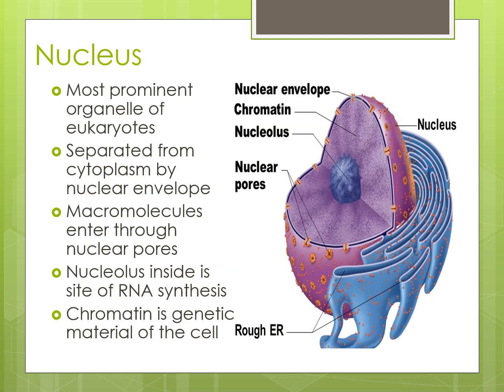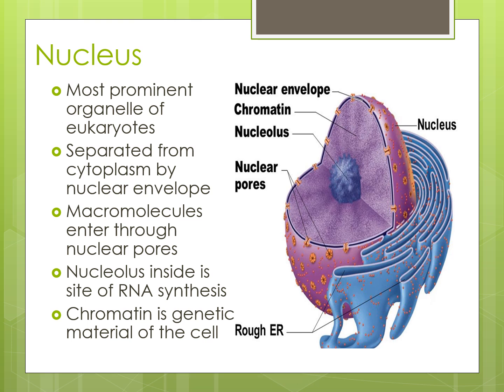Remember that the most identifying feature of a eukaryotic cell is going to be the nucleus. So I would star or highlight this slide. It is very important. It is the most important organelle, prominent organelle as well. It's the one that you can see. Other organelles are typically too small to see underneath a microscope, so these guys are super important.